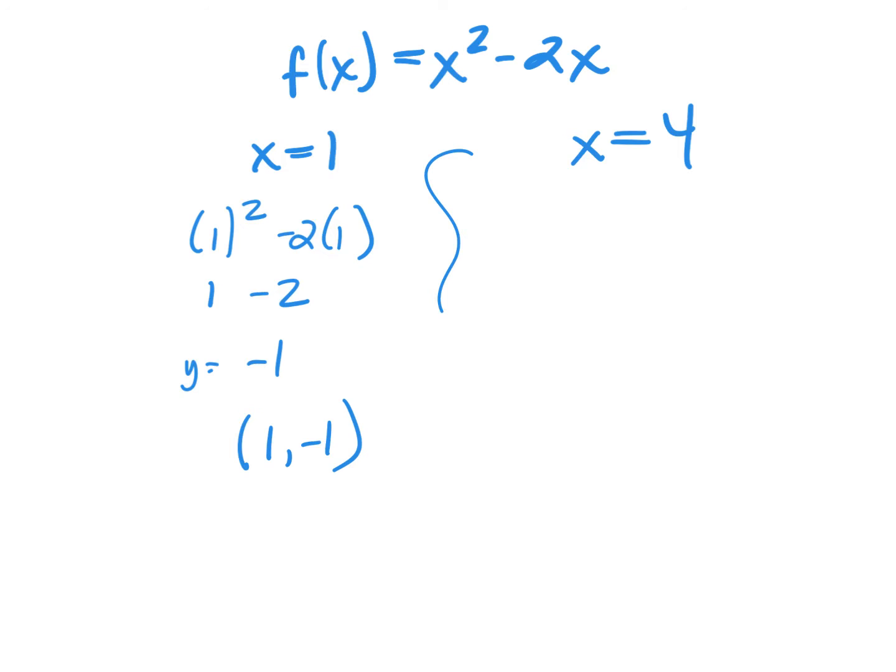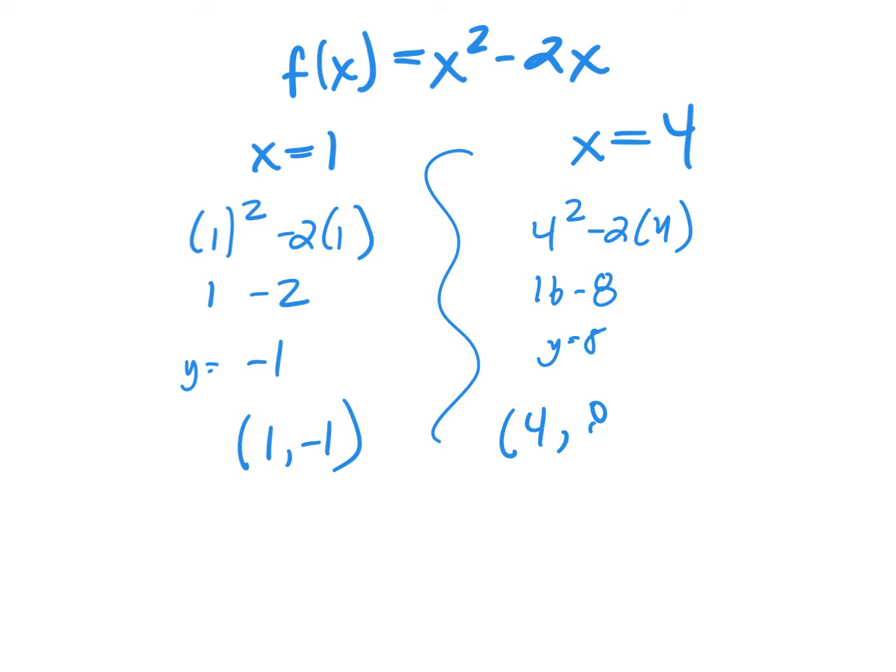Now I'm going to do the same thing, but I'm going to evaluate where x is what? 4. So I have 4 squared minus 2 times 4. What is 4 squared? And then 16 minus 8 gives me 8. So this ordered pair is plug in 4, get out 8. Have I found the average rate of change over the two intervals given? No, not yet.